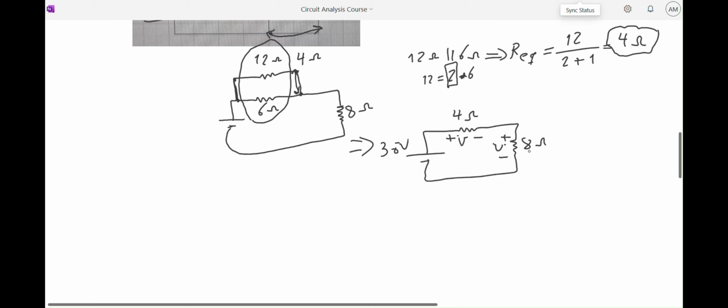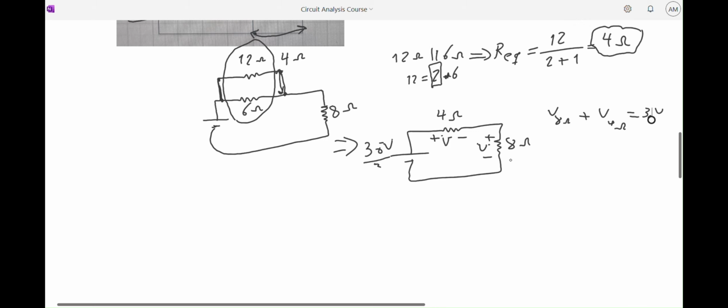I know that 8 is 2 times 4, and from Ohm's law I know that resistor has a direct relationship with voltage. If 8 is 2 times 4, the voltage across 8 ohms has to be 2 times the voltage across 4 ohms. And from the conservation of energy, I know that V of 8 ohm plus V of 4 ohm has to be 30 volt. Very quickly I figure out V of 8 ohm should be 20 volt. On the other hand, the voltage across 4 ohm has to be 10 volt.